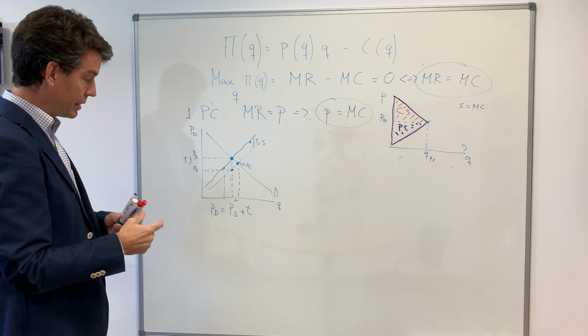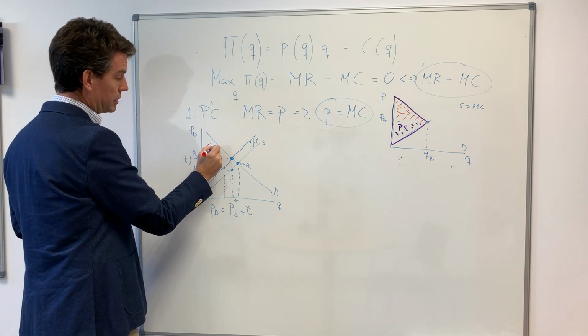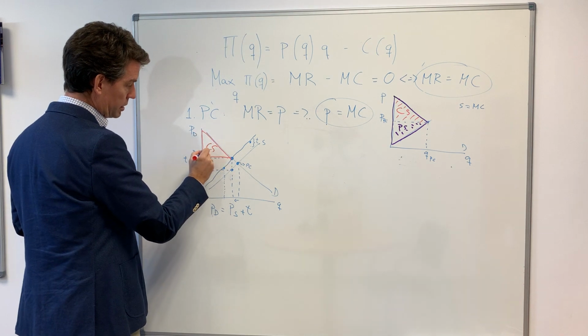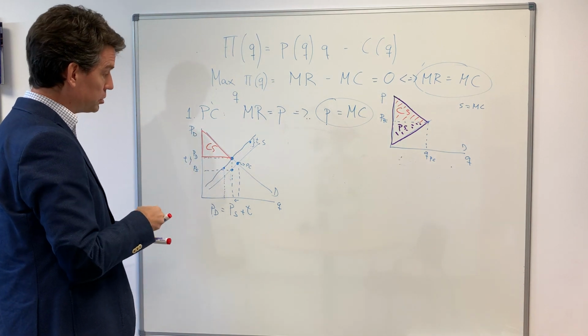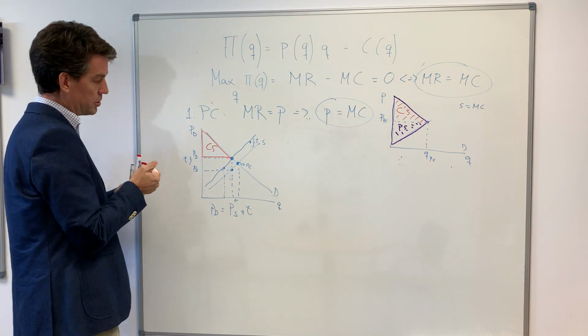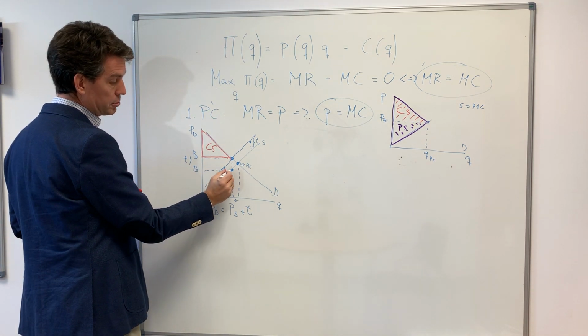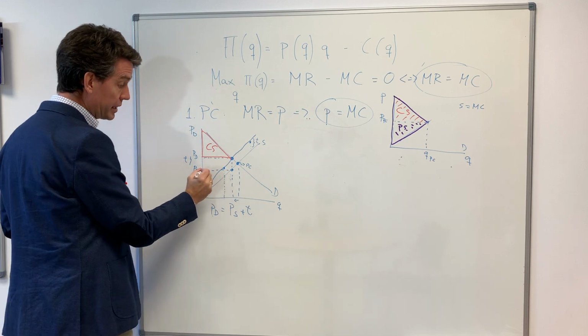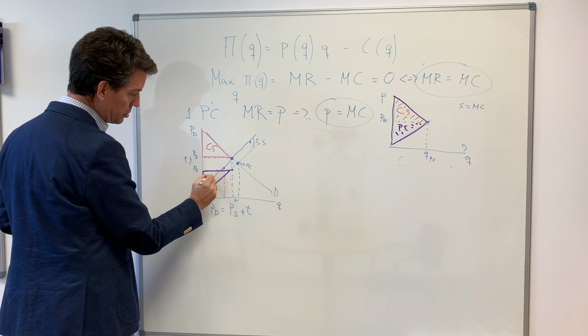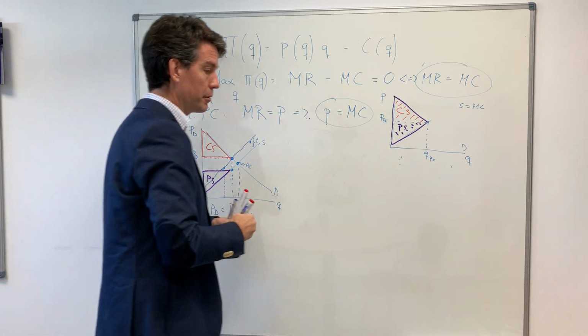Which means that the consumer surplus now is reduced, because now the consumer surplus is going to be this red triangle. The producer surplus is also reduced. So the producer surplus now is the difference between the price received and still the original marginal cost of producing. So this will be the producer surplus. And let me see if I have enough colors.